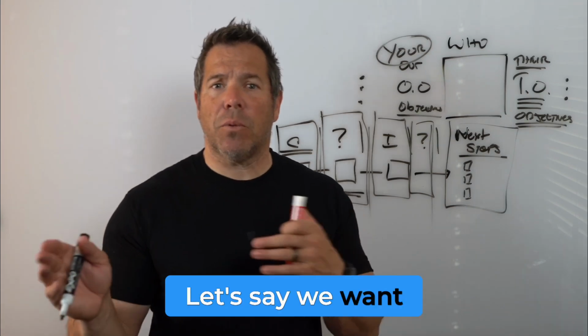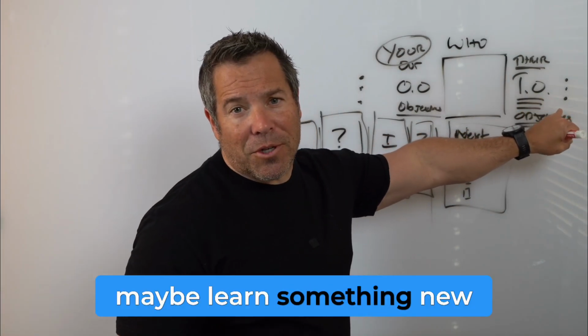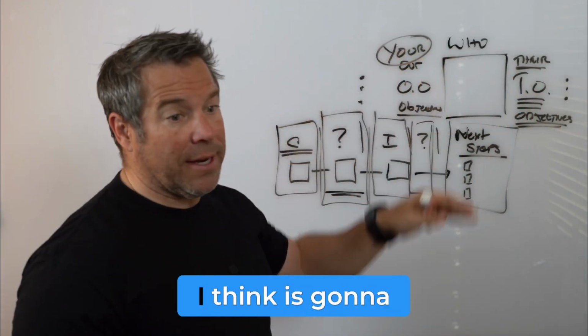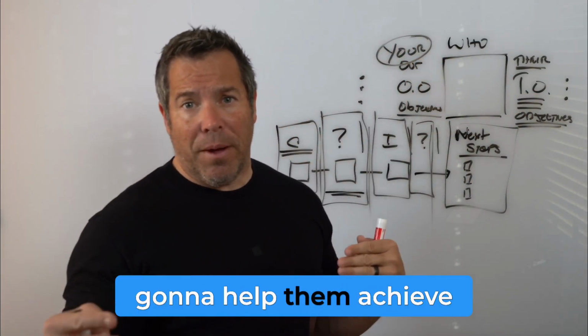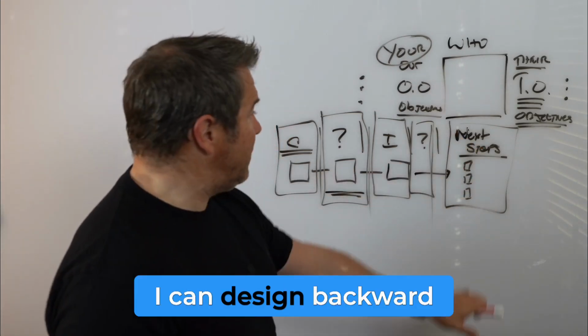Let's say we want to do this with our team. It's an event. Well, let's say that their objective is to not be bored, maybe learn something new, figure out how it might help them achieve their goals. My objective is to share the thing that I think is going to be new and is going to help them achieve their goal. And my desired next step is they actually put the work into practice. Well, I can design backward for it.